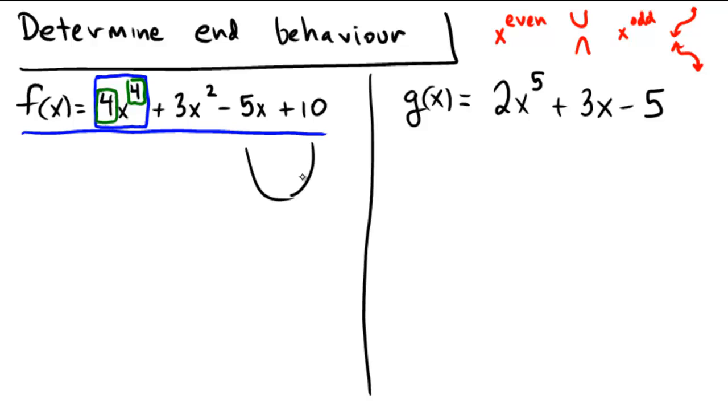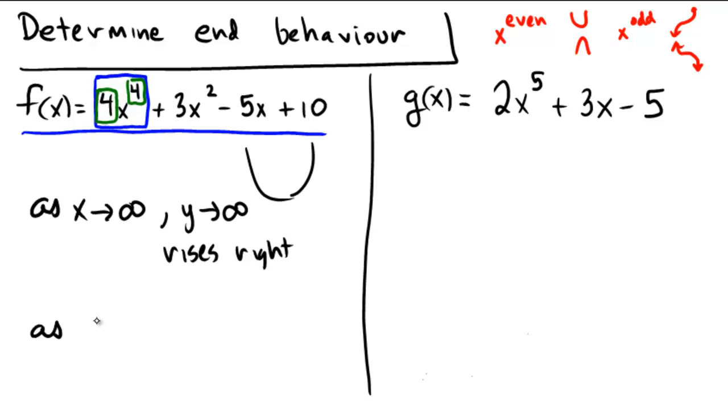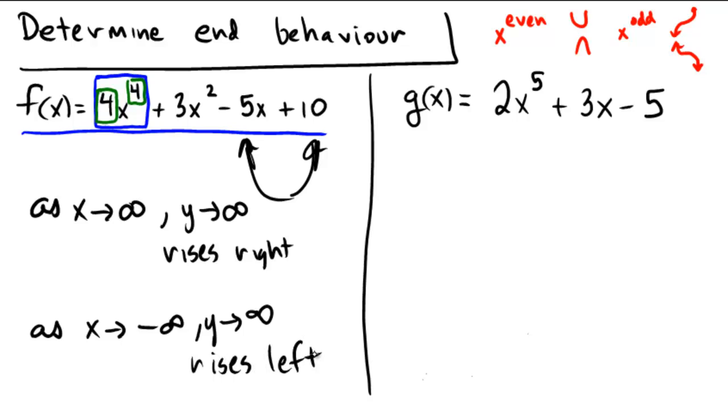So the way that we usually notate this is to say as x goes towards infinity, y goes towards infinity, which means that as we're going to the right, we rise. So we'd say rises right. And then as x goes towards negative infinity, on this end we also have an extension upward. So y goes towards infinity, which would mean it rises on the left also. So this one rises right, rises left.